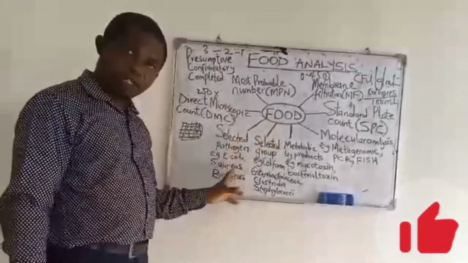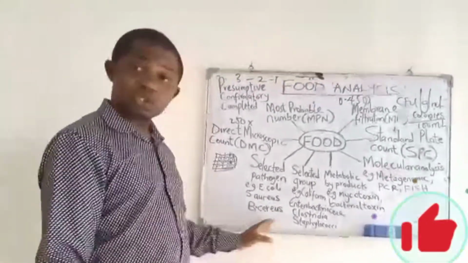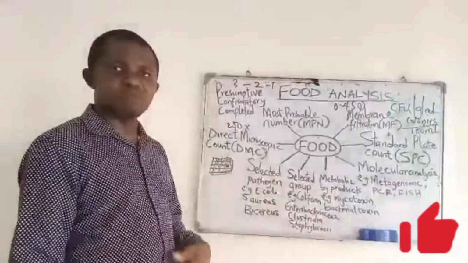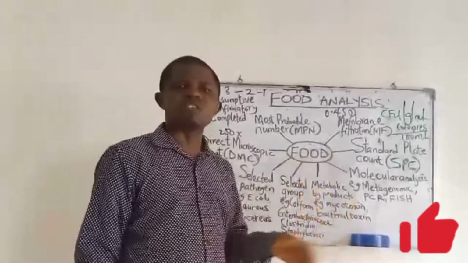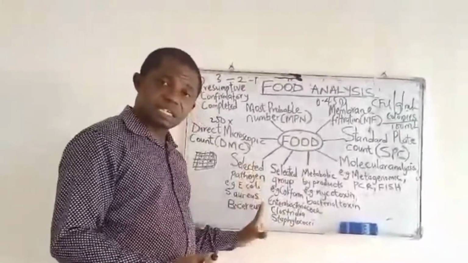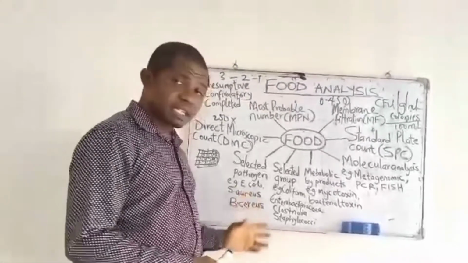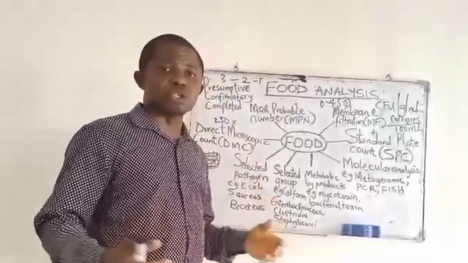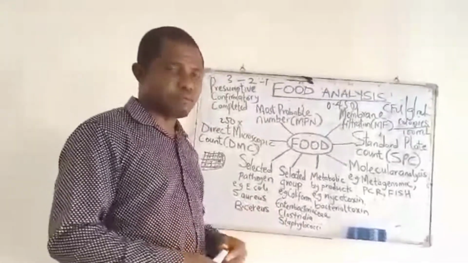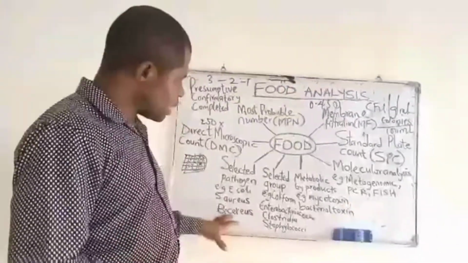So coming to the selected pathogens, S. aureus, Bacillus cereus, and so on. Several pathogens exist: Vibrio, Clostridium, and several of them, depending on the choice you want to use. Any of these selected pathogens can be isolated and identified using a selective media. For E. coli, we can use chromocult agar, EMB, eosin methylene blue agar. For Staph aureus, we can use mannitol salt agar. Then for Bacillus cereus, we use Bacillus cereus selective medium to isolate them in the laboratory.